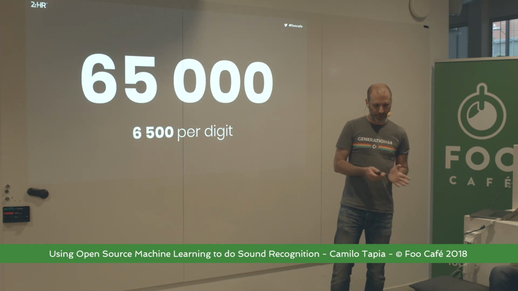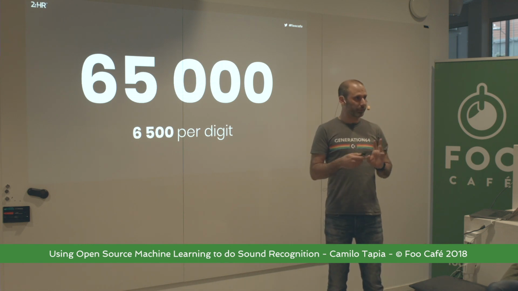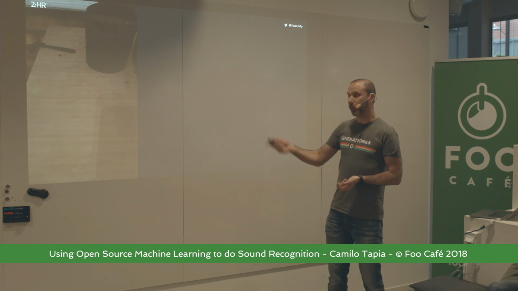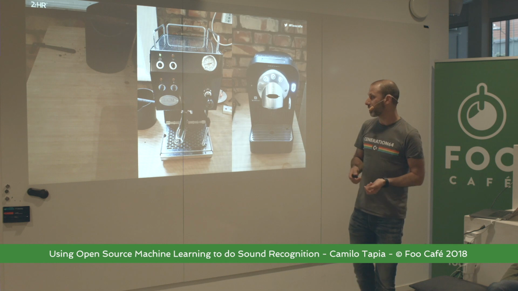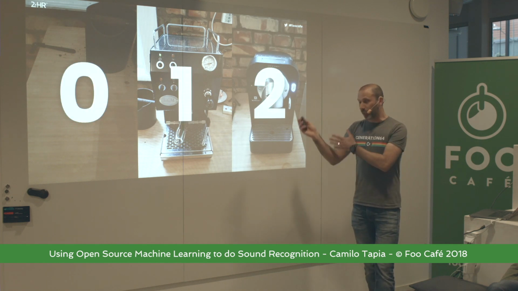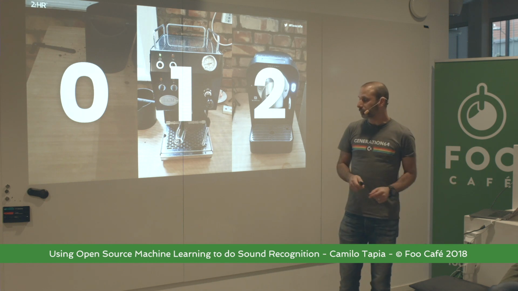And in our case, we have sound from one machine, another machine, and then we have nothing, not brewing anything. So we have 3 different labels instead of 10. So nothing, espresso, Nespresso in our case. And we label them, as Christopher mentioned. That's one of the most important parts. We have to label the data.